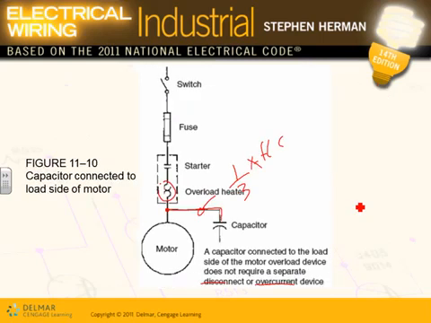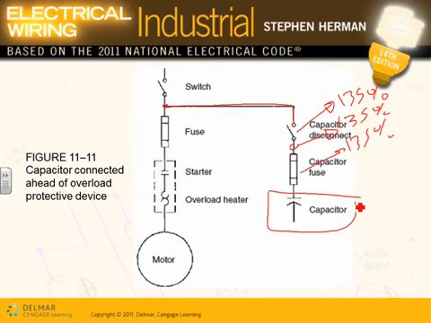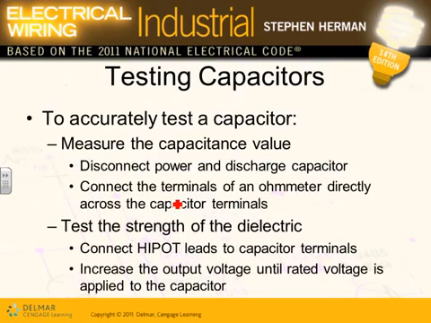Any comments, guys? Any questions? Comments, questions about correcting the power factor? Two ways. Can you guys see that? One on the load side of the overload, and the other one on the line side of the fuse, way on the line side of the overload too. In a case like this, you guys don't get involved in it. You do not have to adjust the overload for the corrected current.